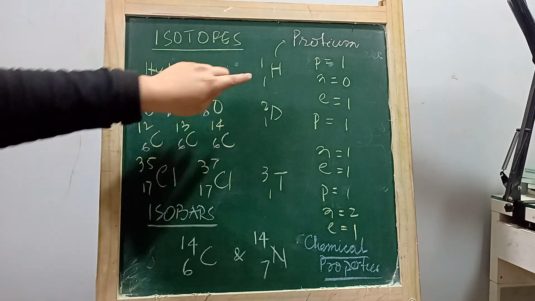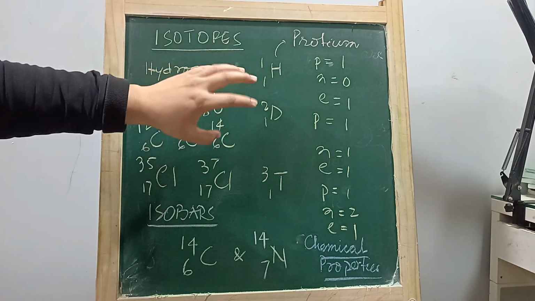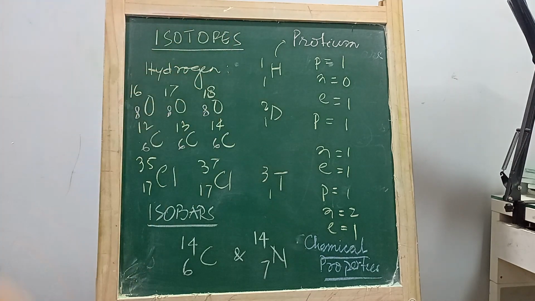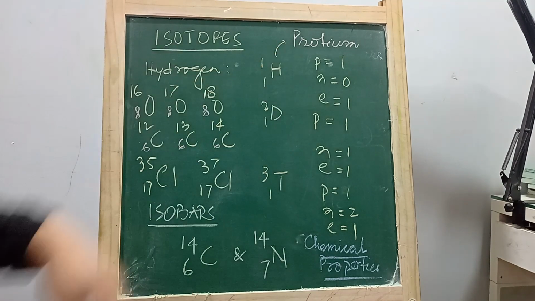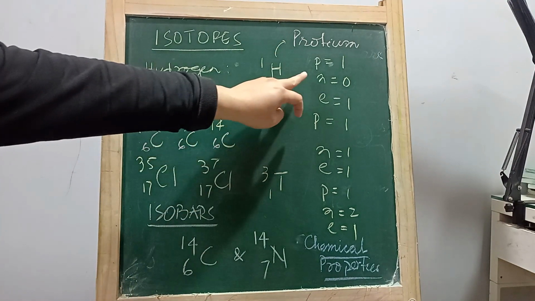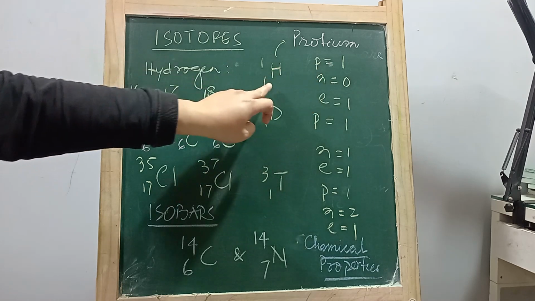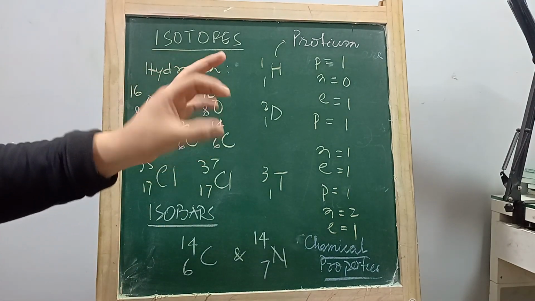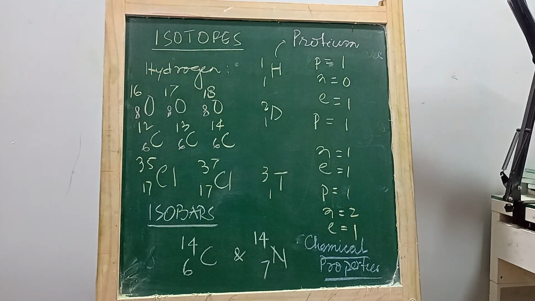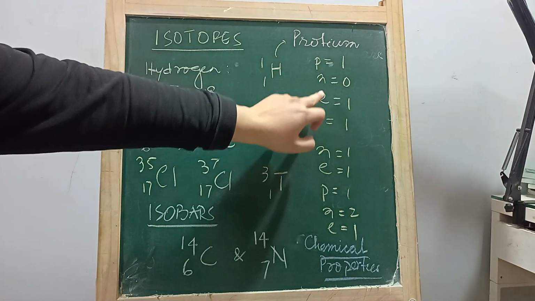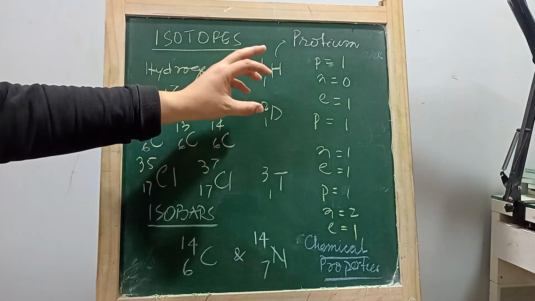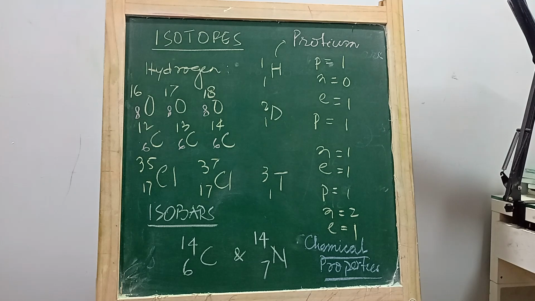For example, the normal hydrogen, the 99% of hydrogen that we find in nature, is also called protium. It has one proton. That's why its atomic number is one. So the number of electrons is also one, but it has no neutron in the nucleus. So one proton, one electron, and no neutron. This particular kind of hydrogen atom is called protium.